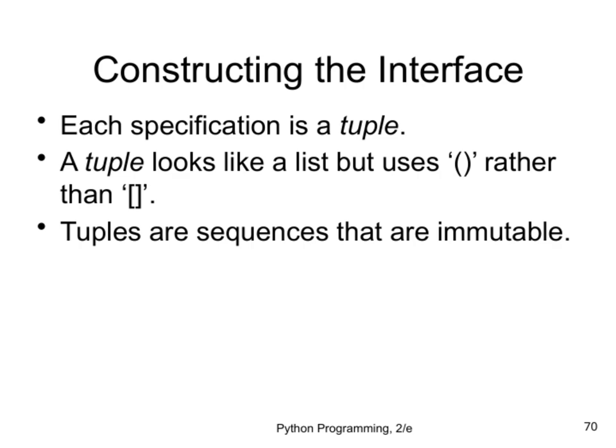This immutability can be very useful in programming when you want to ensure that certain data remains constant and isn't accidentally altered later on. Understanding this concept is crucial as we move forward because tuples are often used in situations where fixed data is needed, or when you want to prevent accidental modifications. Recognizing when to use a tuple instead of a list can help make your code more reliable and easier to manage. So, in summary, each specification being a tuple emphasizes the importance of immutable sequences in Python, and knowing how to construct and work with them is a key part of developing robust interfaces.